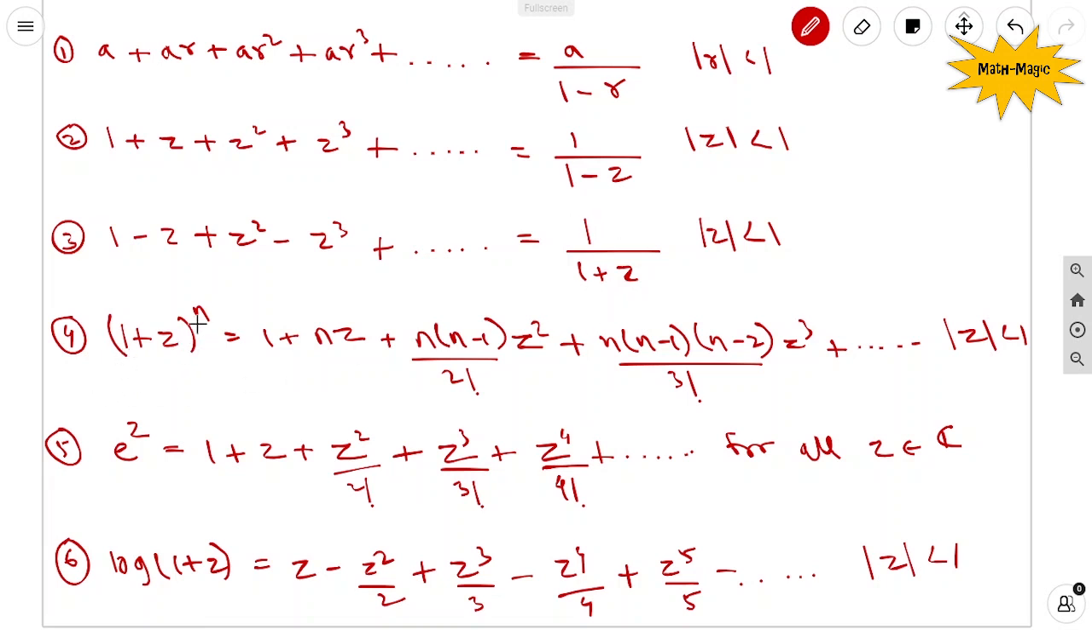Then 1 plus z raised to n is equal to 1 plus nz plus n into n minus 1 upon 2 factorial z square plus n into n minus 1 into n minus 2 upon 3 factorial into z cube plus and so on.